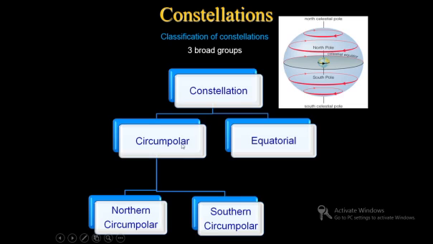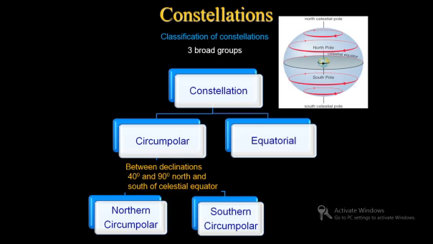Circumpolar means it will be circumventing the poles. Equatorial means they are along the celestial equator and they seem to set and rise. Circumpolar is again divided into two because there are two poles available. Those circumventing the north pole will be called northern circumpolar, and those circumventing the south pole will be called southern circumpolar. It actually depends upon their position in the celestial sphere.